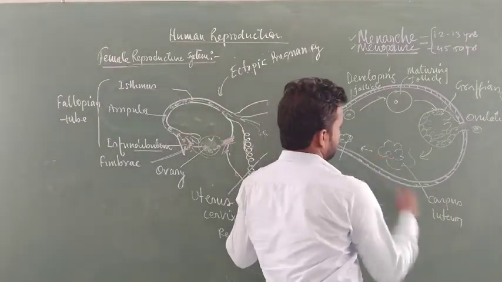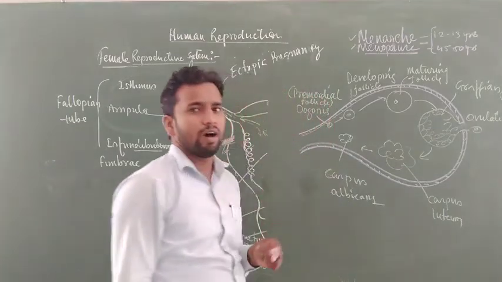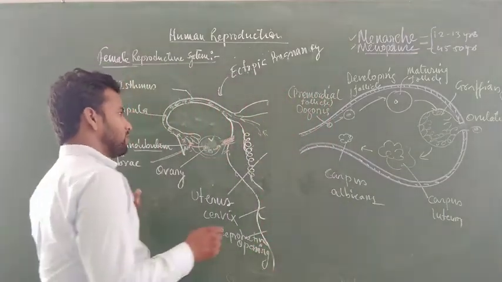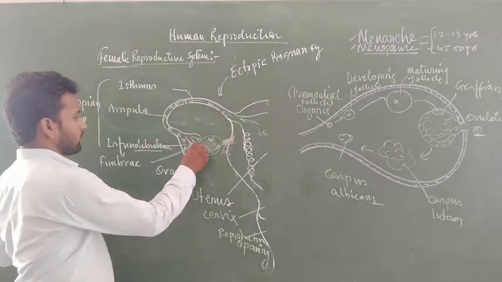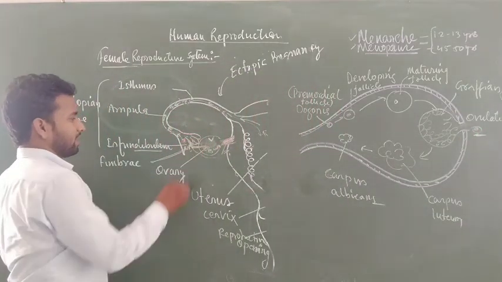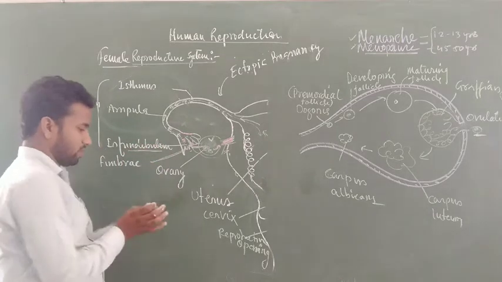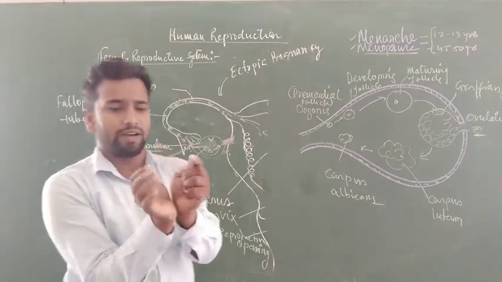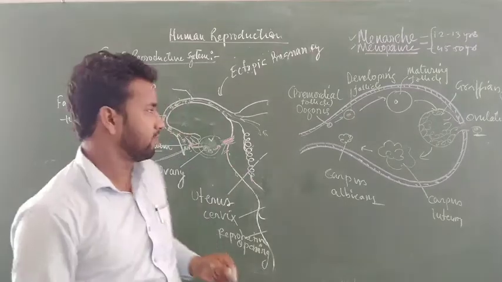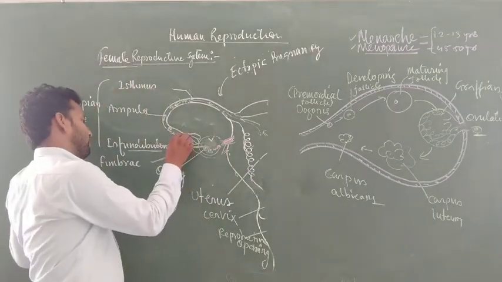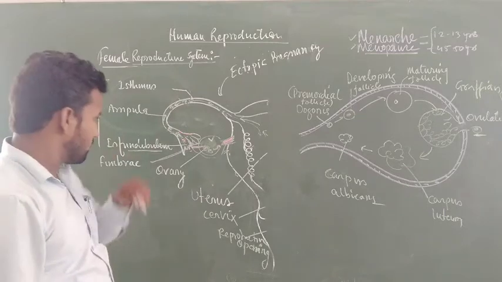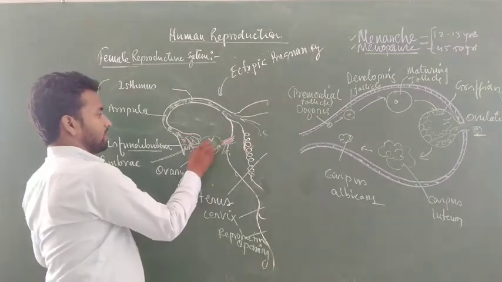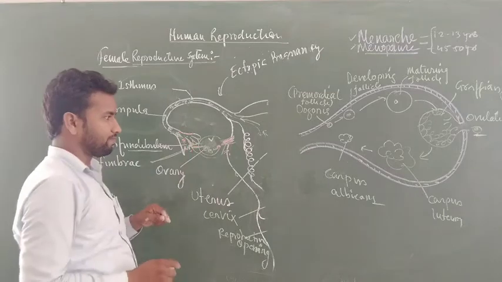Now students, after ovulation, the ovum is released into the infundibulum, which looks like this. The egg is directly released into the infundibulum, and from the infundibulum it starts passing to the ampullary isthmic junction. This is ovulation and the passing of the ovum.